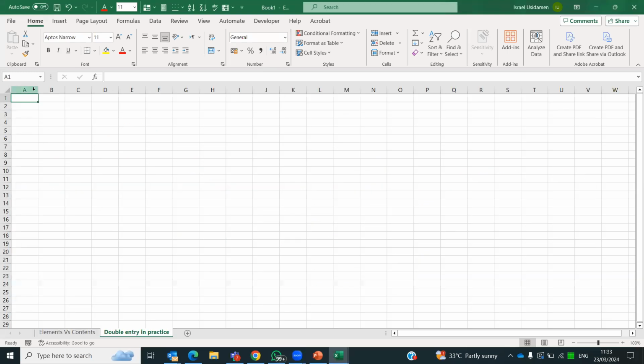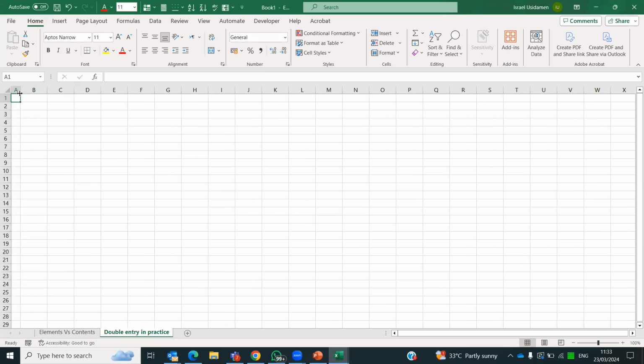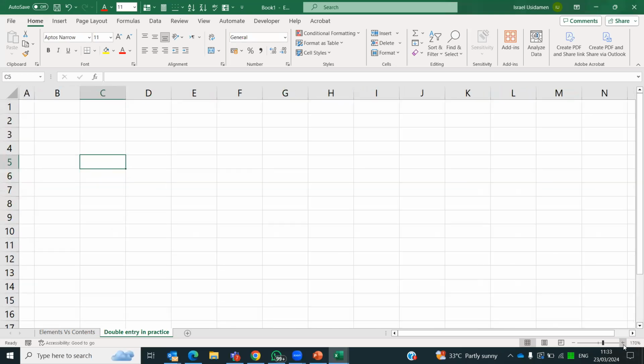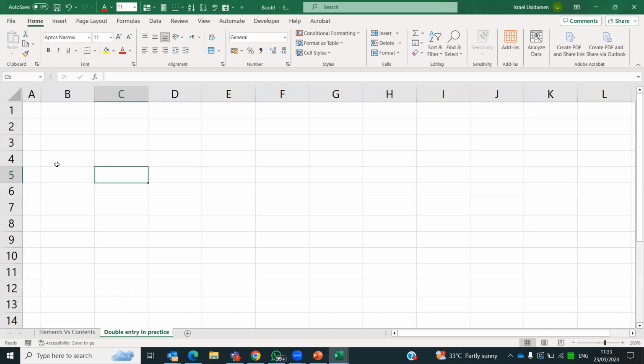So, double entry in practice. Before we go into double entry in practice again, it's good to also refresh your mind on the accounting process, what they call the accounting cycle in practice. Again, I will pause and pick the brain of some of our people here. Let's hear from them. What do you understand by accounting cycle?